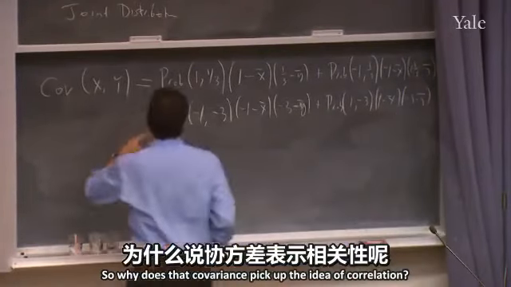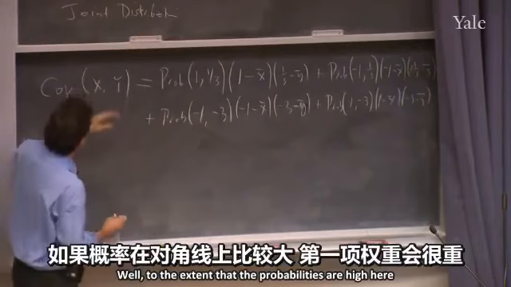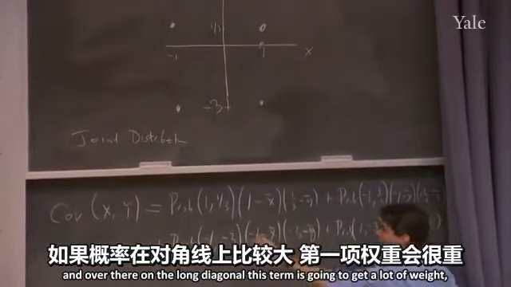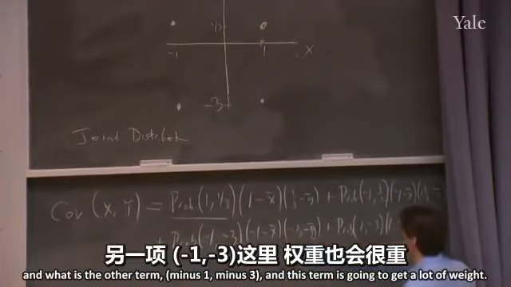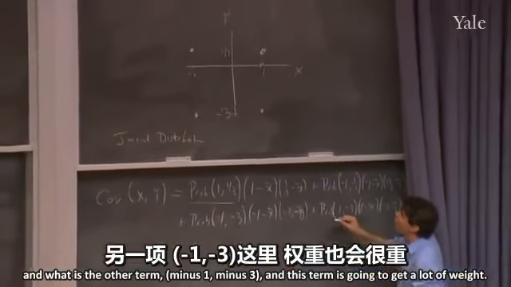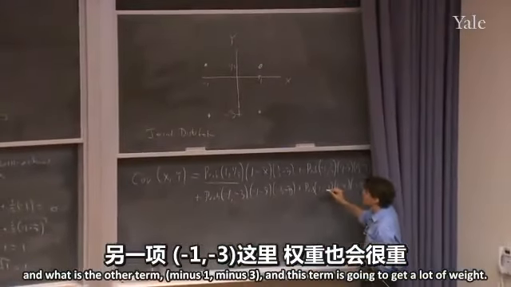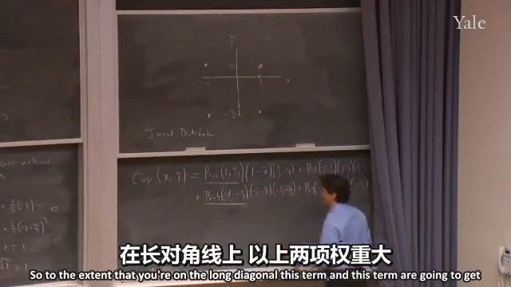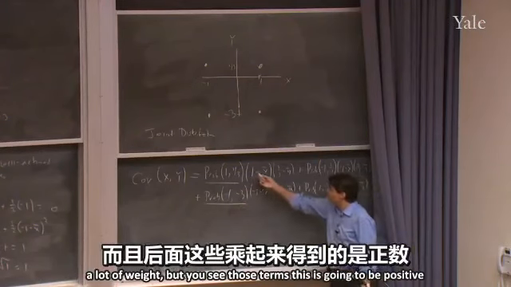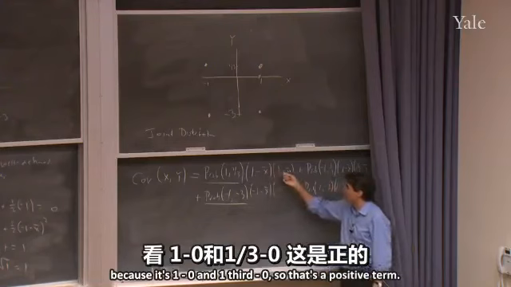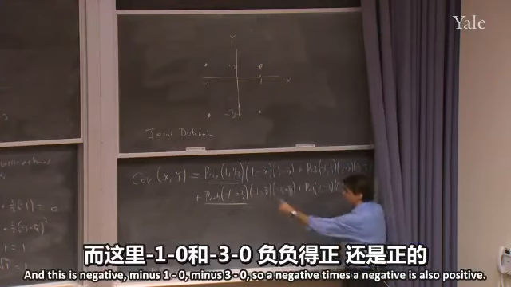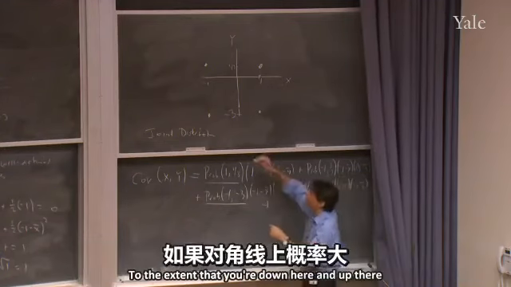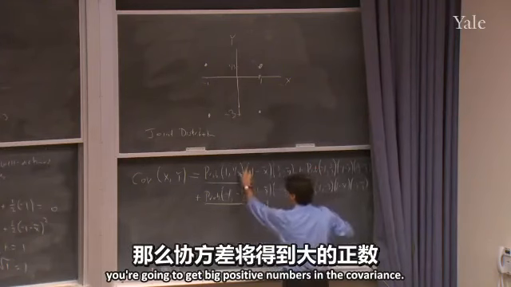Now why does that covariance pick up the idea of correlation? To the extent that the probabilities are high here and over there, on the long diagonal, this term is going to get a lot of weight, and so is the other term, minus 1, minus 3. This one is positive because it's 1 minus 0 and a third minus 0. And this is negative times negative, minus 1 minus 0 and minus 3 minus 0, which is also positive. To the extent that you're down here and up there, you're going to get big positive numbers in the covariance.